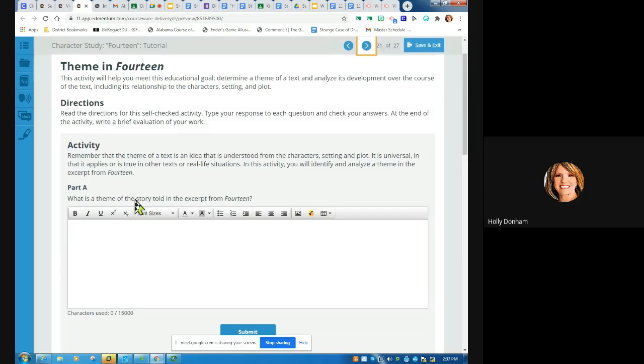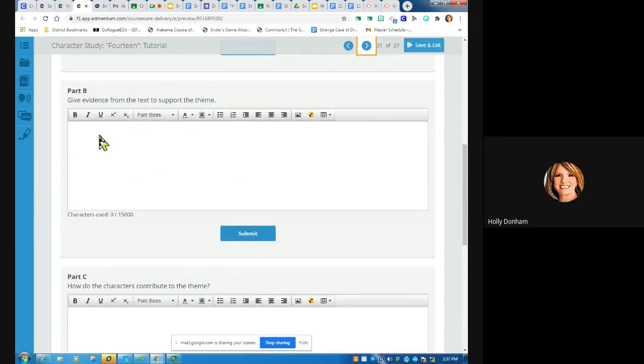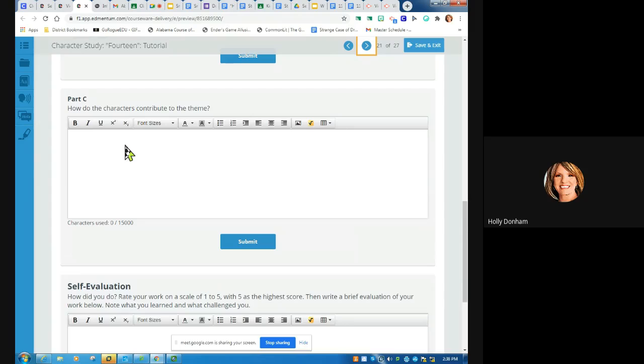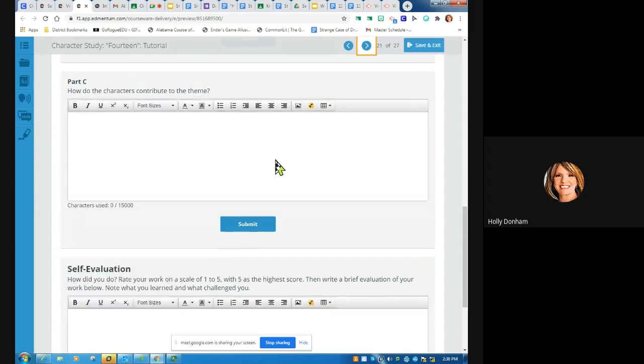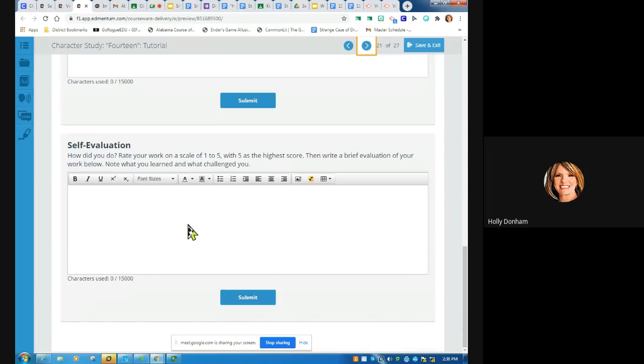So you're going to just think of one of the themes that's told in the excerpt from 14 and submit it. Then give me some text evidence that shows that theme is there. Okay? And then the next part. How did the characters contribute to that theme? You can type it in your own words. You don't have to pull text evidence here, although you can if you want to. But you do need to explain how the characters contribute to the theme. And then, how did you do? Make sure and evaluate your work. Okay?